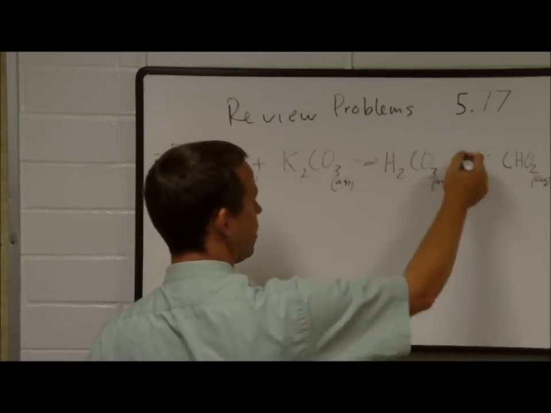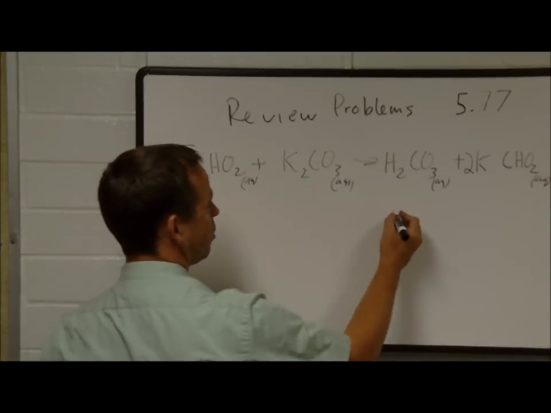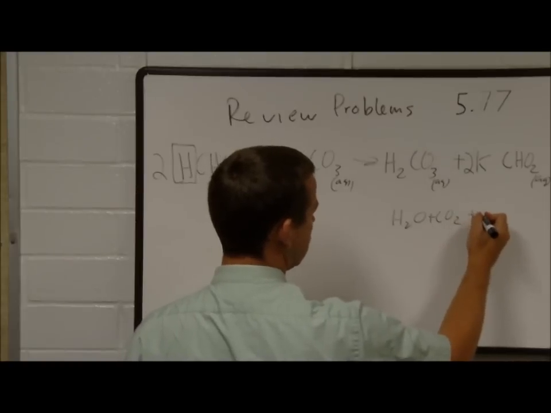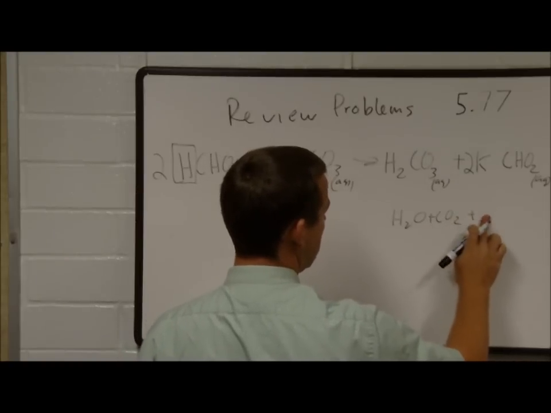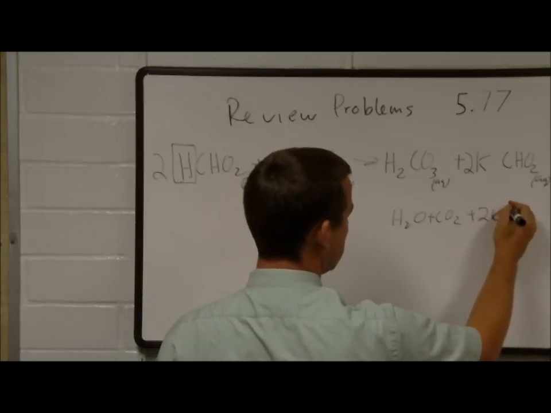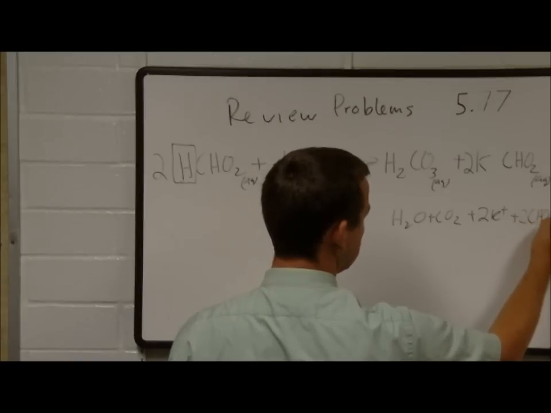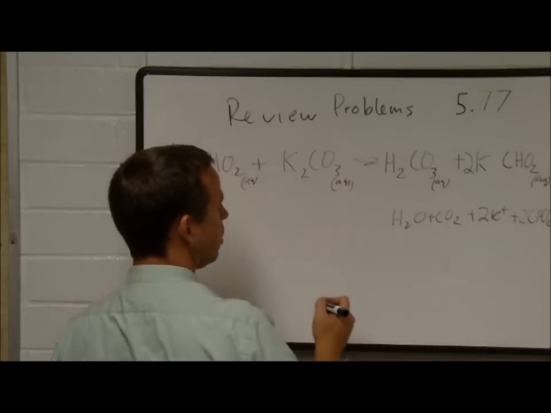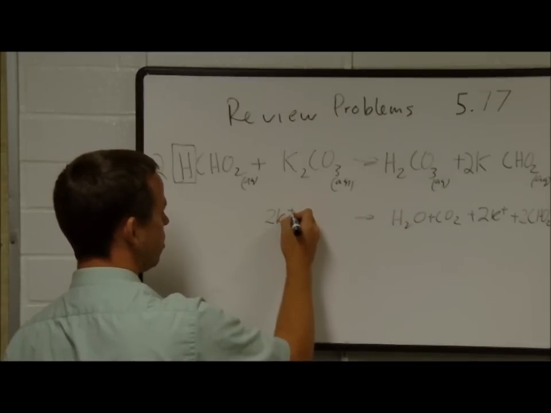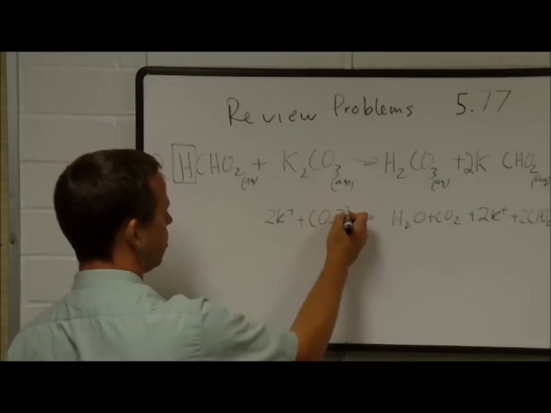But there's something special about carbonic acid, right? Carbonic acid in solution is going to break down to form H2O and carbon dioxide. All right? So, in our ionic equation, we're going to have two potassiums and two formate ions, CHO2 minus there. We're going to have two potassium ions here and one carbonate ion.